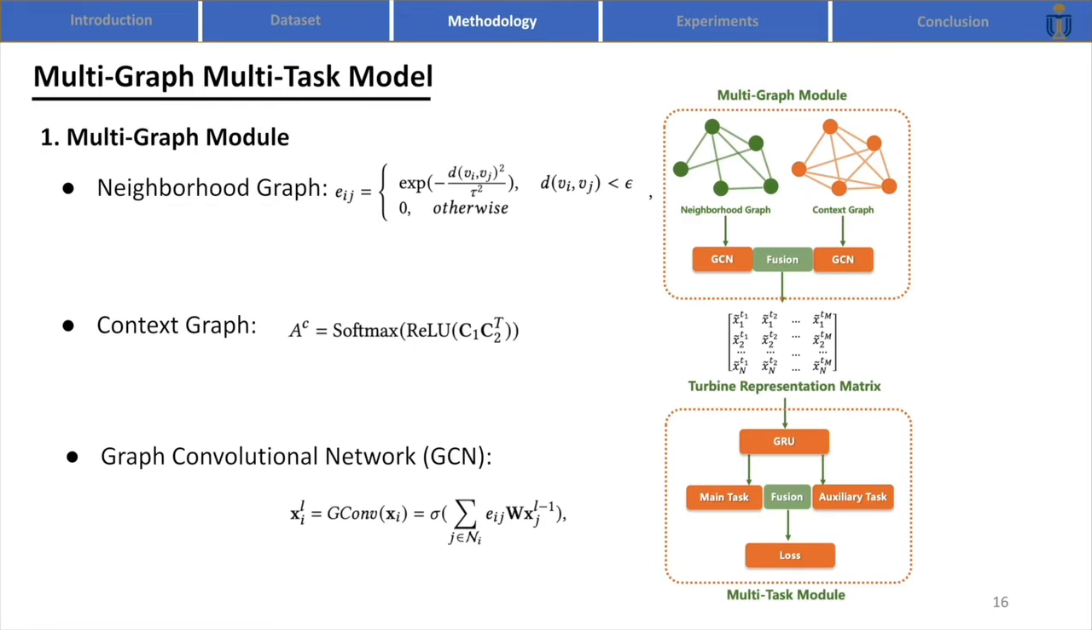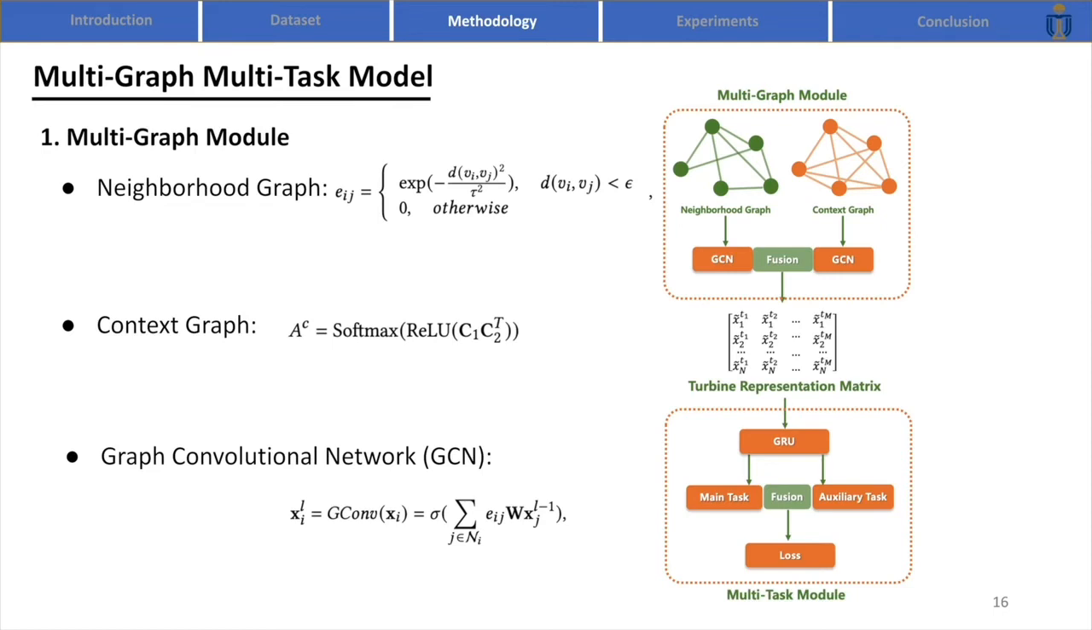called the multi-graph multitask model. We designed that model from different graph views and utilized various tasks. Actually, there are two modules in that model. The first module is called the multi-graph module. We constructed two graphs from different views. The first view is called the neighborhood graph, just as in the fifth baseline.